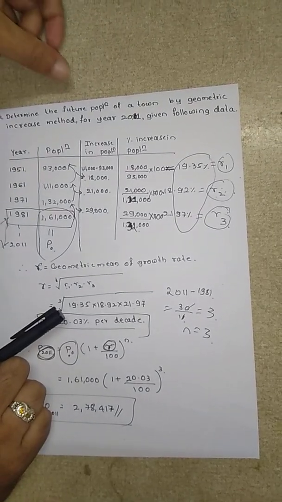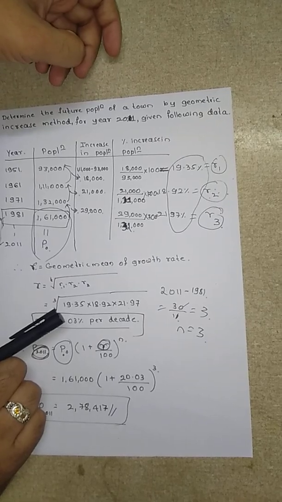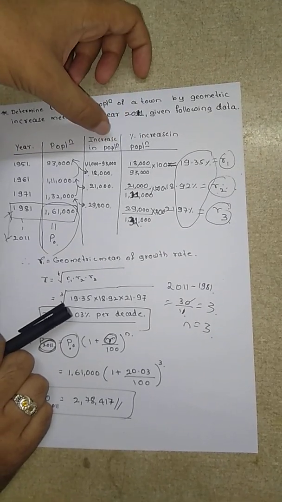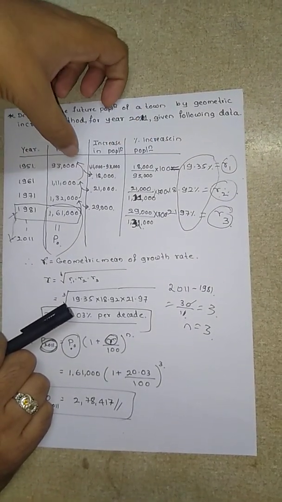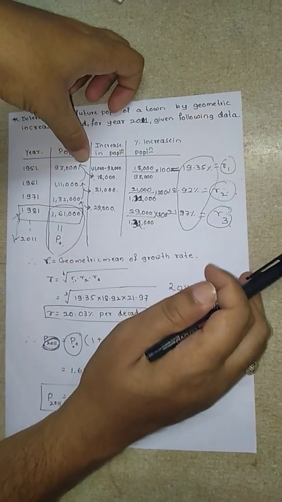Now what we need to do is find the percentage increase in population. How are you going to find it? Percentage increase in population is the increase in population divided by the initial population.